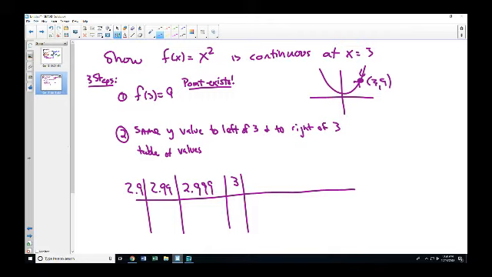So this is just a function in the calculator. The calculator makes it pretty easy. So we just plug each one of these in and see what the numbers give us.